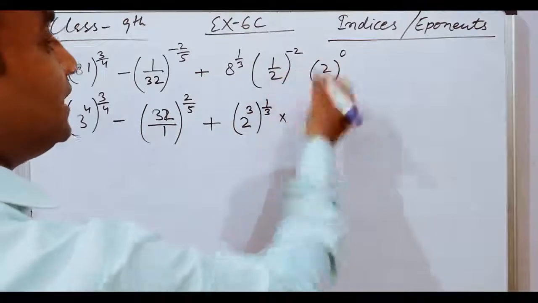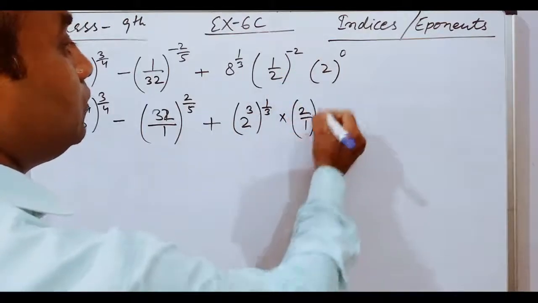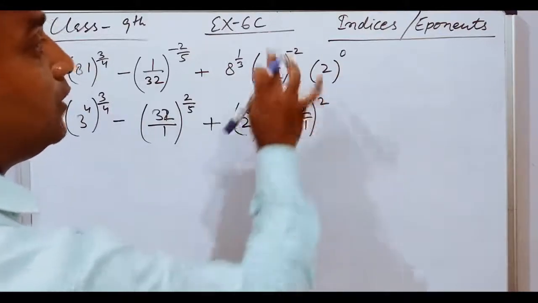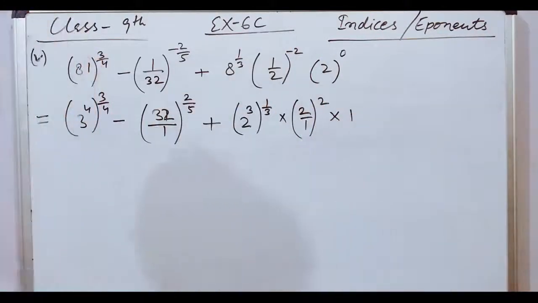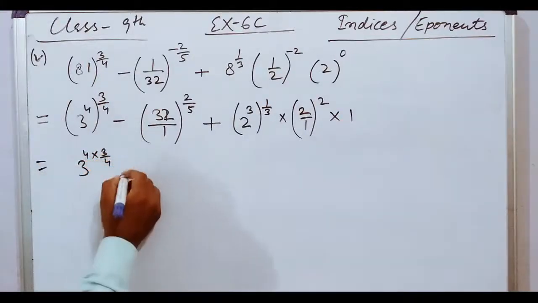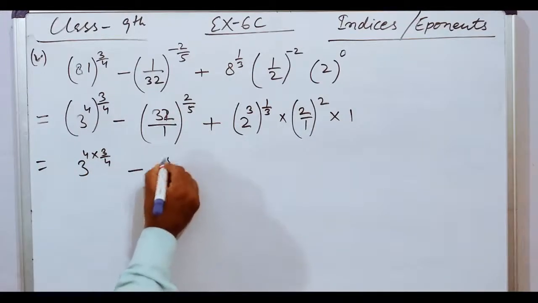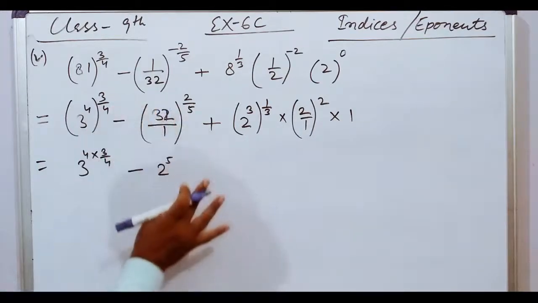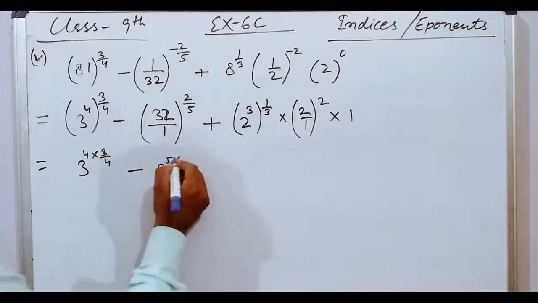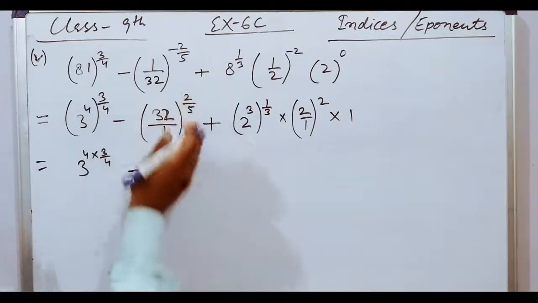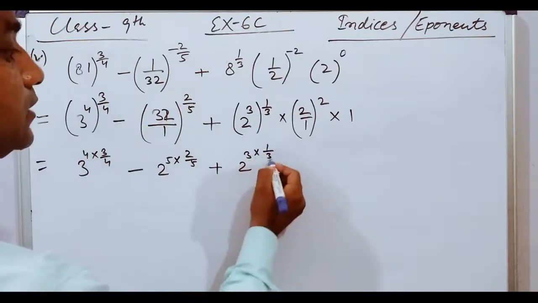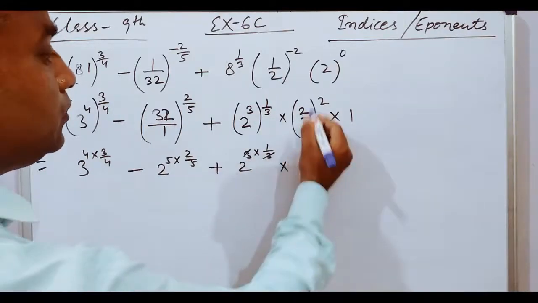Into, it can be written 2 upon 1 to the power 2. To make it a positive exponent, what will we do? 2 upon 1 to the power 2 is 1. Then 3 to the power 4 into 3 upon 4. Then 32 can be written as 2 to the power 5: 2 to the 4, 8, 16, 32. Into 2 upon 5. Power to the power means multiplication of powers. 2 to the power 3 into 1 upon 3 into 2 to the power 2.